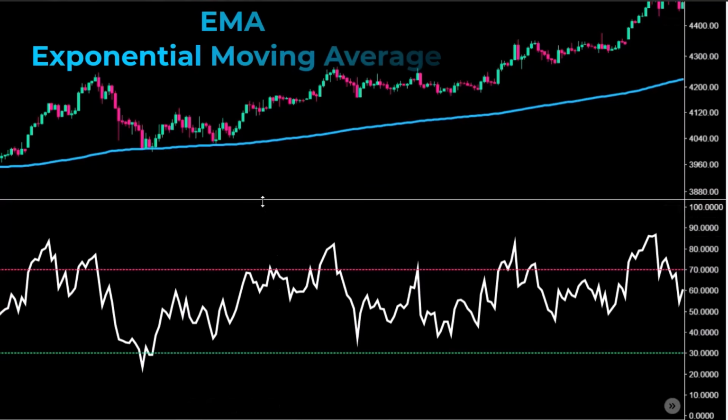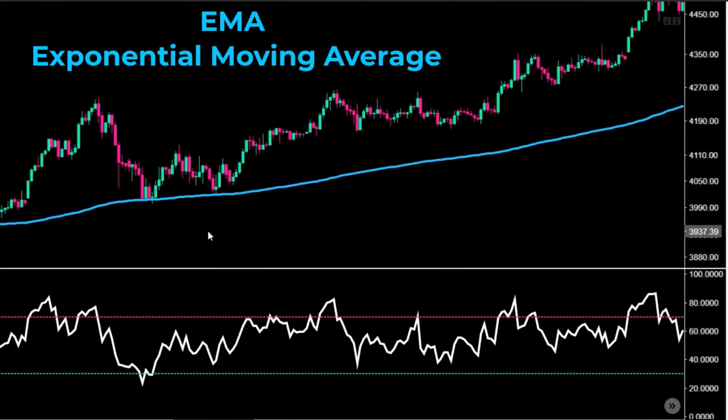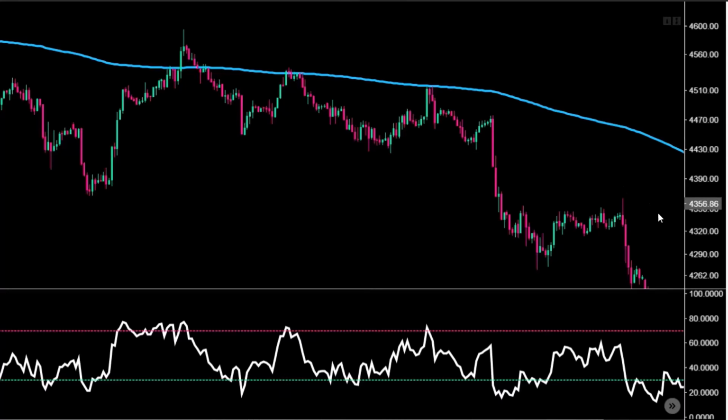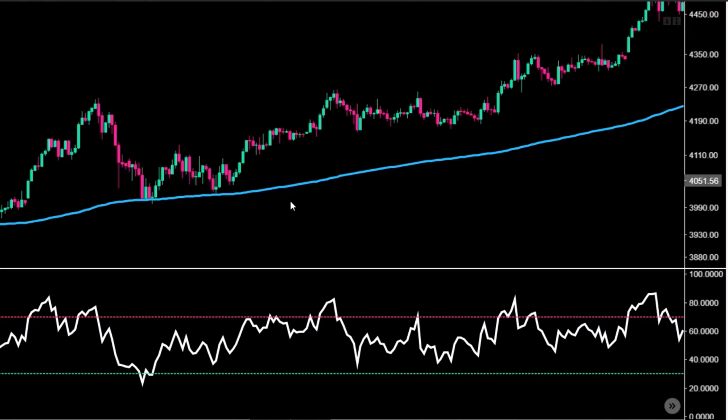Now EMA. EMA means Exponential Moving Average. It shows the trend direction. If price is above EMA, the trend is bullish. If price is below EMA, the trend is bearish. Now let's see how to use them together to get signals.